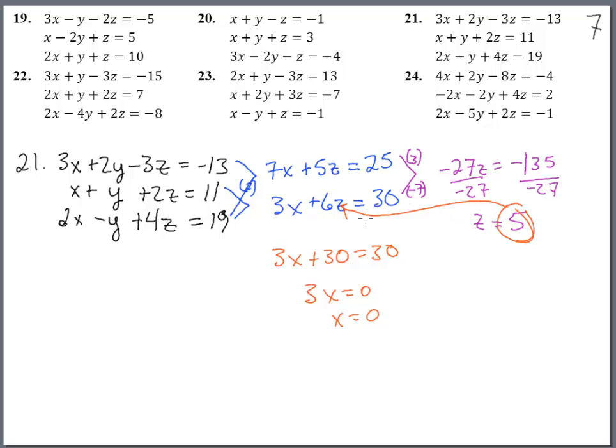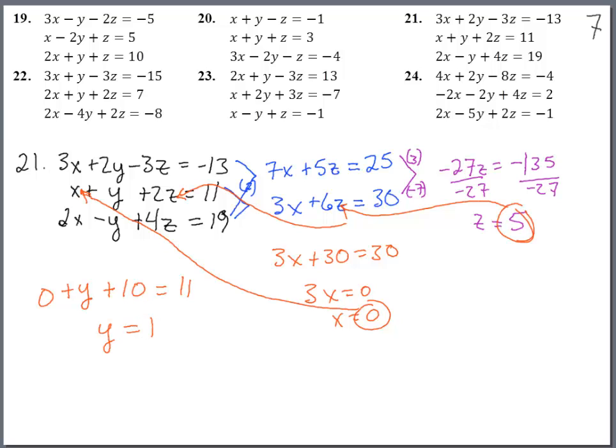Now we're going to take that 5 and stick it in. We're trying to get y, so let's stick it in right there. You could stick it into any one of these that you wanted. There's the z. You take the x and put it right up there. So we get 0 plus y plus 2 times 5 is 10 equals 11. Subtract 10, we get y equals 1. So our solution then is 0 for x, 1 for y, and 5 for z.